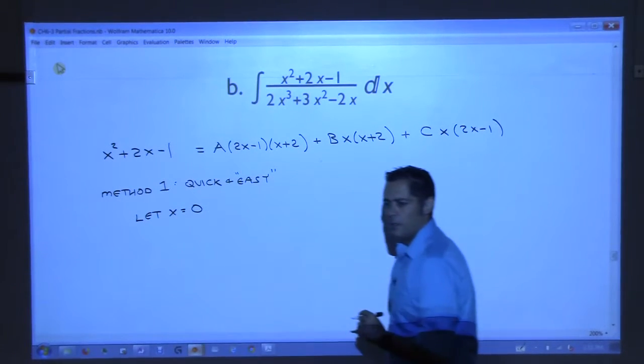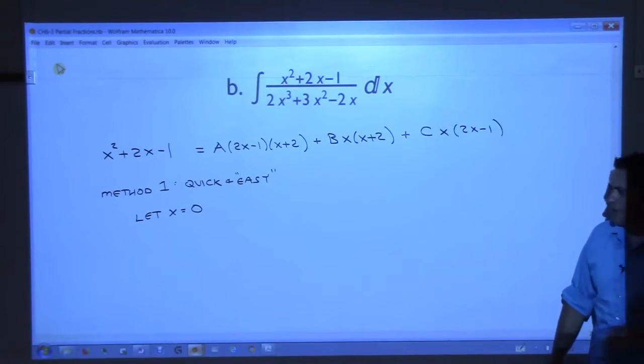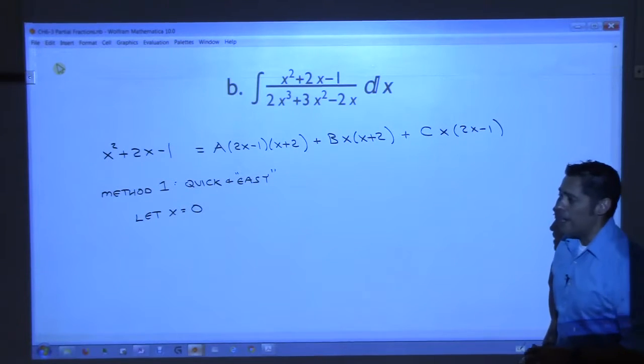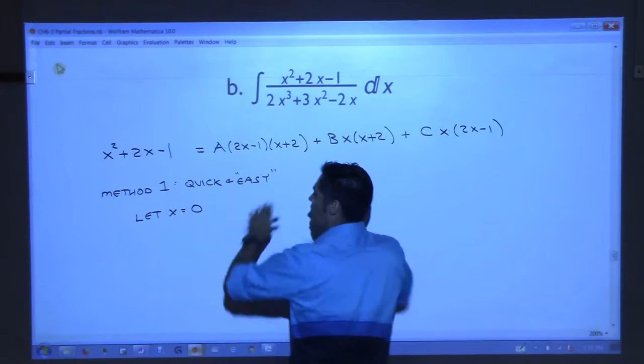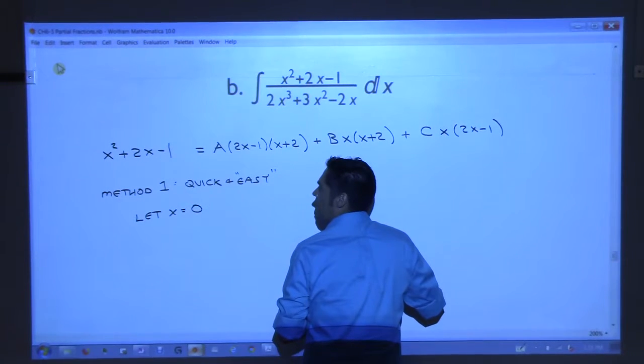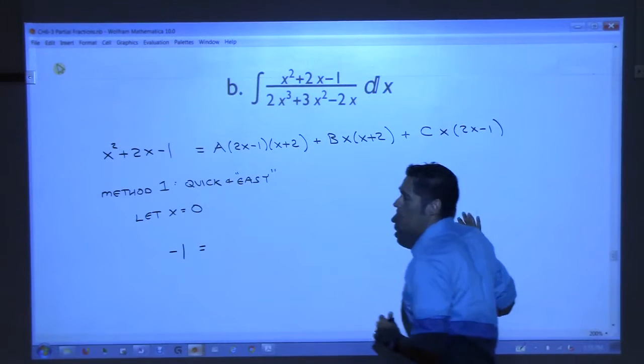This is one of the few times that you have control of the problem. You get to choose what you want X to be. So I'm going to let X be 0. If I let X be 0, rewrite the entire equation. What does the left side become? Just -1, right? Because the first two terms are gone.